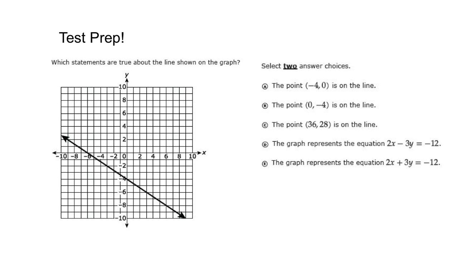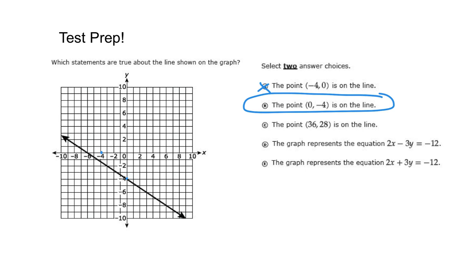But if I look at the top 3 answer choices, I can do that from right here. If I go to -4, 0, that's right here. My line does not go through that point, so this is not a solution. 0, -4 is down here. My line does go through that point. This is a solution.